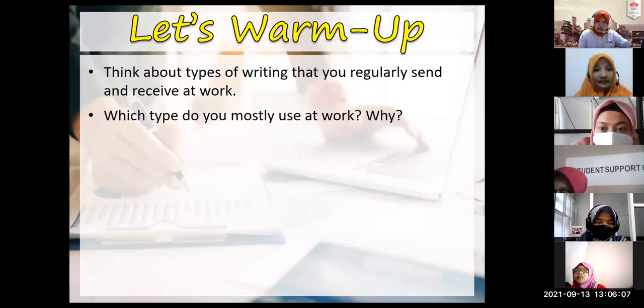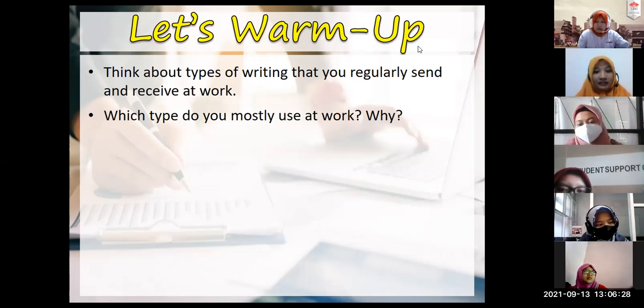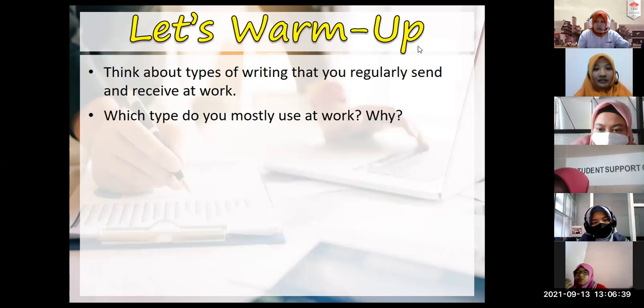Okay, so I think Miss Amma will go to the next slide. So let's warm up first. I want you to think about types of writing that you regularly send and receive at work. Before, I provided three types of business writing: emails, letters, and memos. And I want you to think about the three of them and answer this question: which type do you mostly use at work? Is it memo, letter, or email? And why?